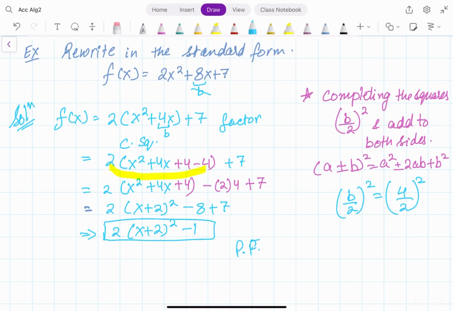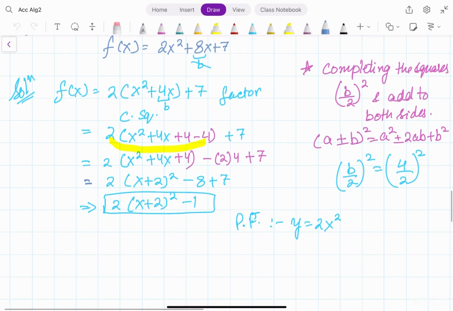So this is the transformation function, right? It shows 2 is outside. 2 outside implies what? Vertical stretch or shrink. Minus 1, what does it imply? Going up or going down. So let's write down everything again. So we know from here the vertex is negative 2 and negative 1.